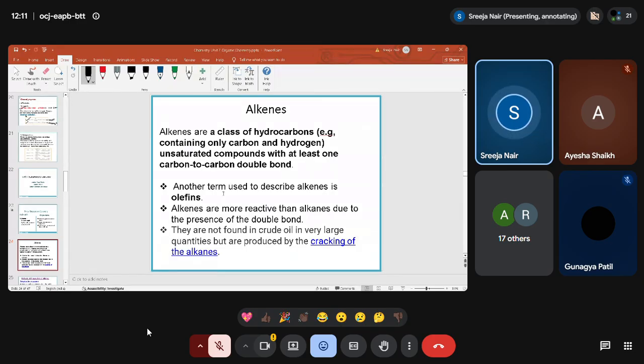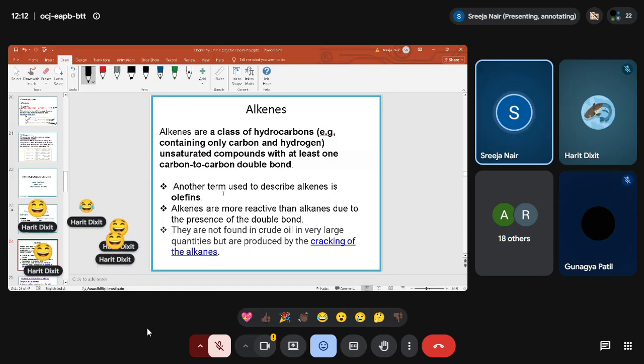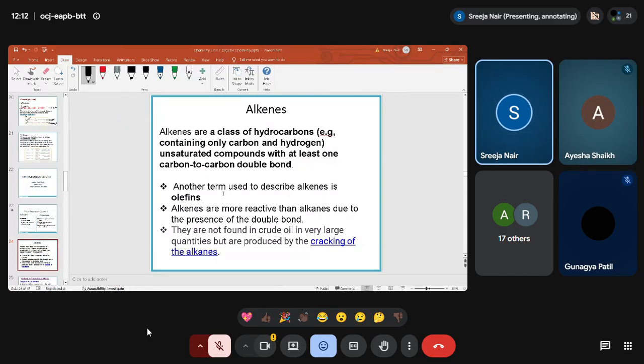Here the pi bond can easily break, while it is very difficult to break the sigma bond. Now if you take alkanes, alkanes have single bonds, and single bonds are sigma bonds. While alkene has a double bond, meaning one of the bonds is a sigma bond while the other one is a pi bond, and the pi bond can easily break.